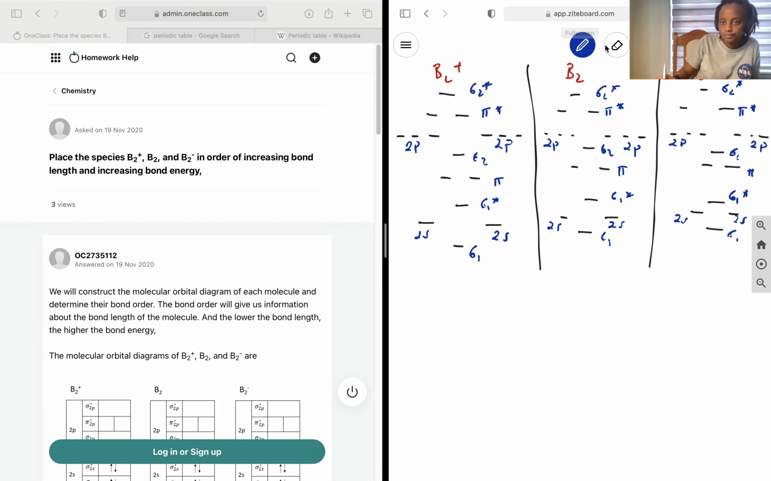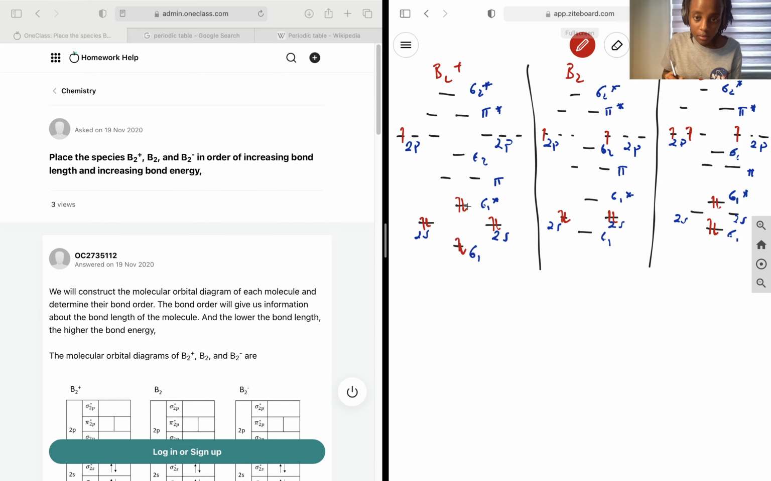And let's just start with B2. So let's start by putting in our atomic orbitals. So 2 there, 1 for each, which means B2 minus will have an extra one. So 2 there, 1 for each, plus an additional one. B2 plus will lose 1. So 2 there, 1, no second one. Okay, now let's combine them into our molecular orbitals.